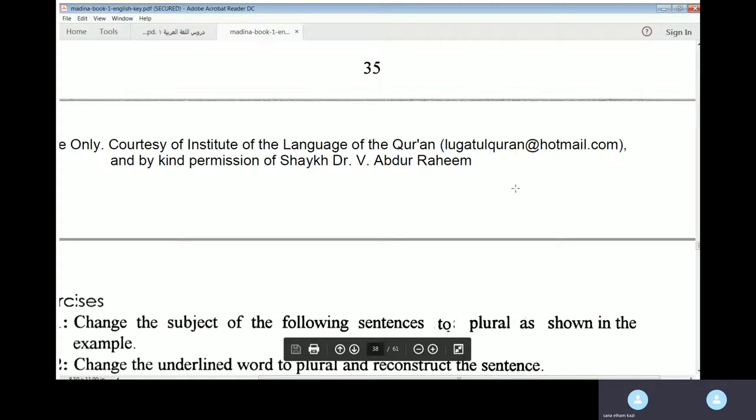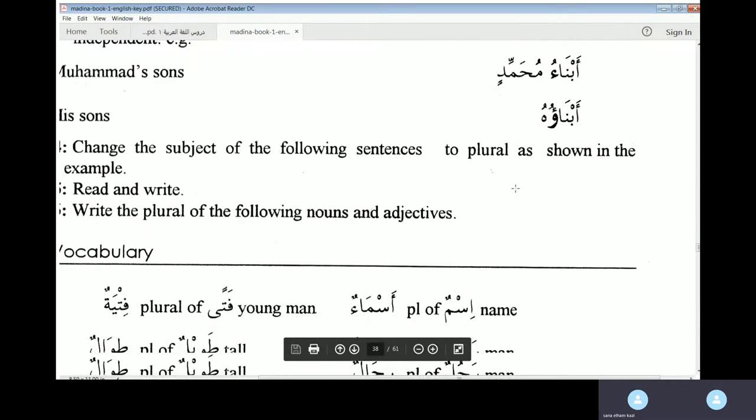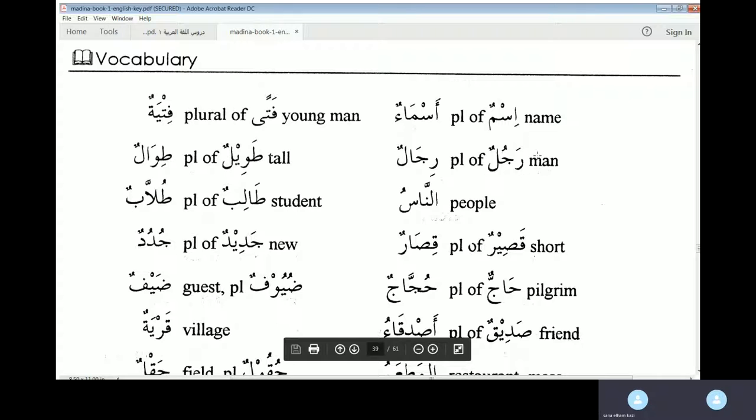Vocabulary. Ismun, plural is Asma'un. Young man, fatan, and plural, fityatun. Rajulun, rijalun. Anasu, people. Talibun, student, plural is tulabun.